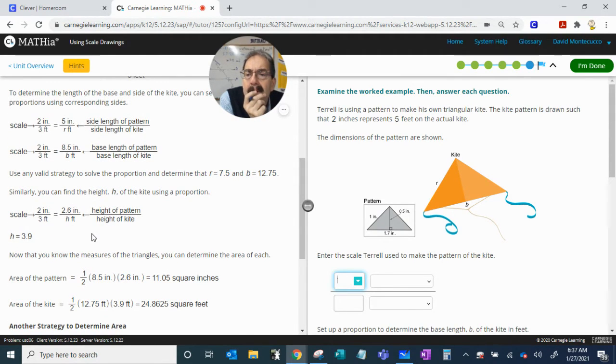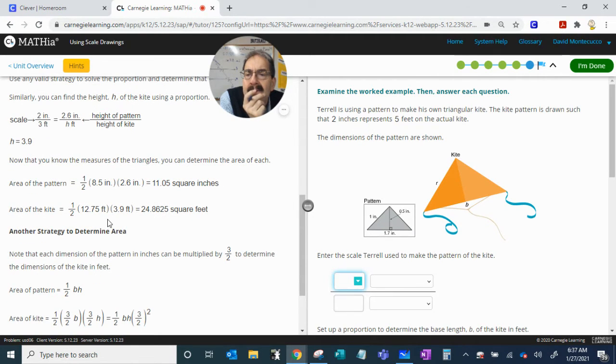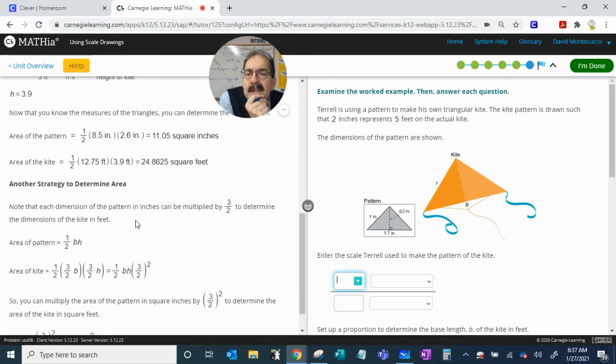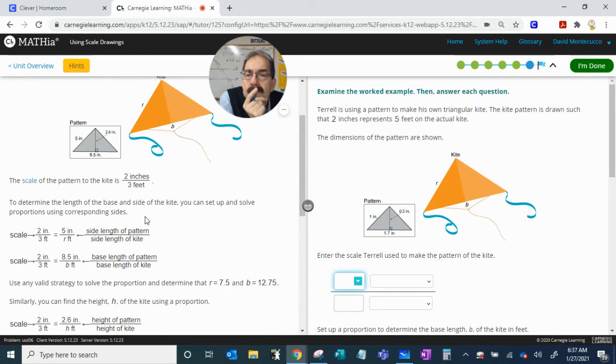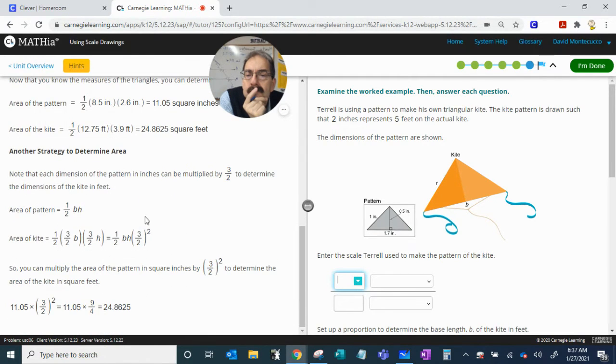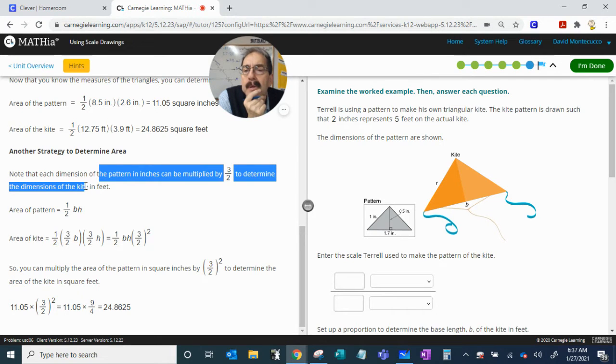The area of a kite is 1/2 base times height. The area of the pattern, the area of the kite. Wow. Note that to determine the dimensions of the kite, the pattern in inches can be multiplied by 3.2.